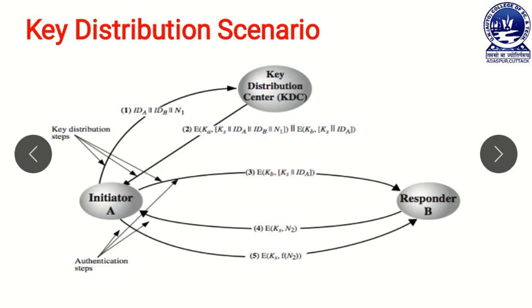Now look at the first three steps, that is step 1, step 2 and step 3. These three steps are used for the key distribution. Here step 4 and step 5, these two steps are used for the authentication, because in the first three steps the secret key is shared between the initiator and the responder. After sharing the secret key, these two steps are used for the authentication of initiator A and responder B.